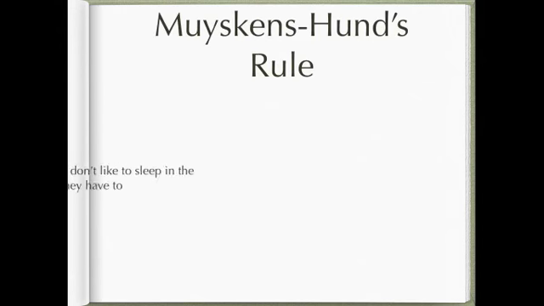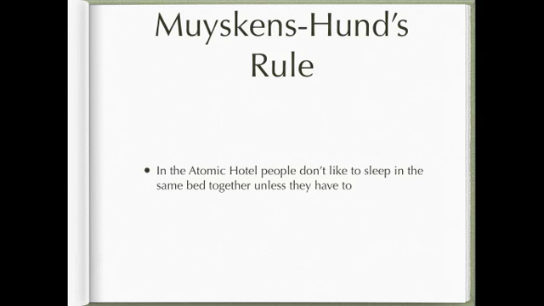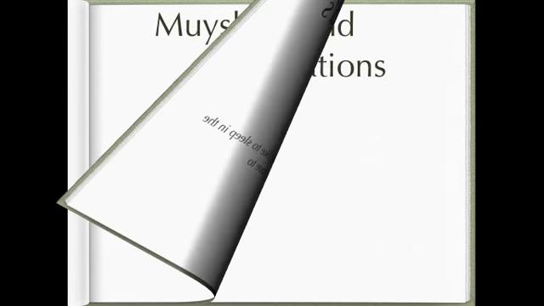In other words, here's probably an easier way to think about it. In the atomic hotel, people don't like to sleep in the same bed unless they absolutely have to. Think about it. You go out with your friends, you've got 3 beds in the room, there's 3 of you, you're going to sleep in 3 different beds. If you've got a 4th person, now somebody's going to have to double up. And in the atomic hotel, you can't sleep on the floor. It doesn't work that way.